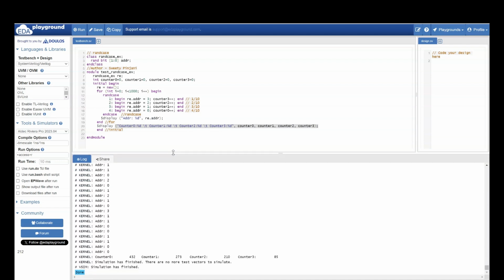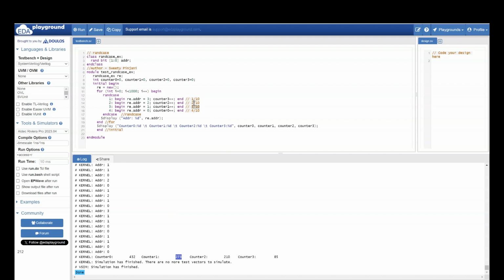Let us see how many times each value was picked. Counter 0, the weight should be 4 divided by 10. Since you have generated value 1000 times, 4 divided by 10 means almost 400 times it should get generated. Here it got generated 432 times, which is fine, almost 400 times. The second is 1. 1 will take weight 3 divided by 10. 3 divided by 10 means almost 300 times. It got generated 273 times, which is nearly 300.